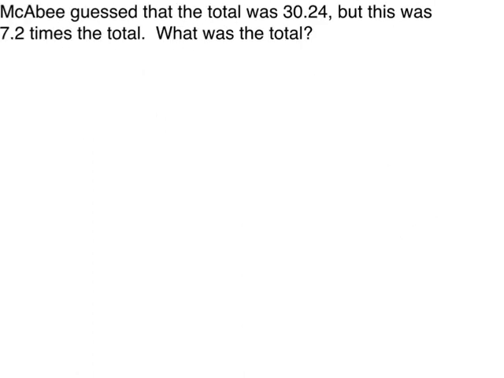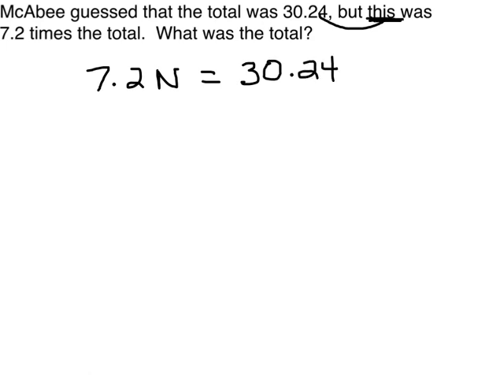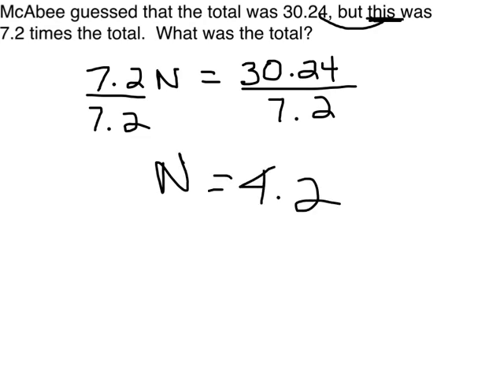Maccabee guessed that the total was 30.24. But this, what does this refer back to? It refers to this. 30.24 was 7.2 times the total. So in this one, this tells me they do stand for the same thing. So 7.2 times n equals 30.24. And I simply have to do the math. I divide 30.24 by 7.2. And when I do that, my answer will be n equals 4.2.